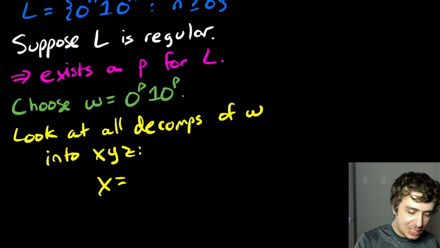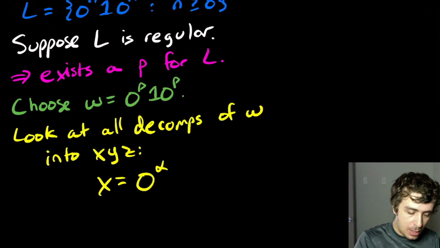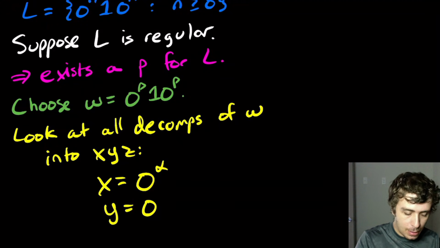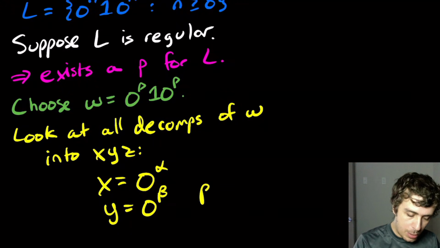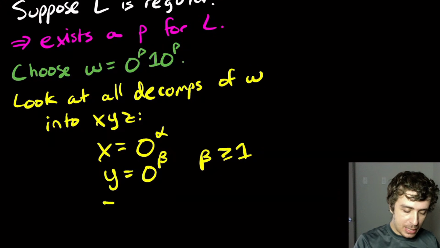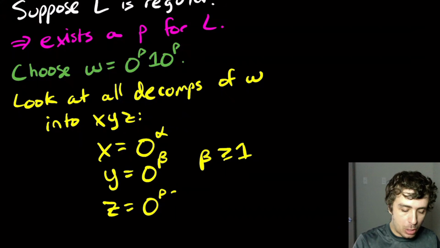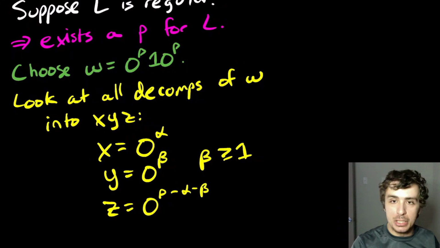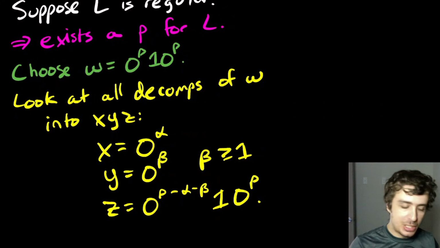So we know that X is going to be some number of zeros. I have no idea how many, but it's some number. I'm going to call it alpha, whatever it is. Y is going to be some number of zeros. I don't know what it is, but I'm just going to call it beta. And we know that beta is at least 1 because Y is not empty. And Z is the rest of the string. Well, we have P, because that's what we started with, minus alpha minus beta zeros. We started off with P zeros and we took away these two. And we have the 1 separator still there, and all of the zeros at the very end still there.